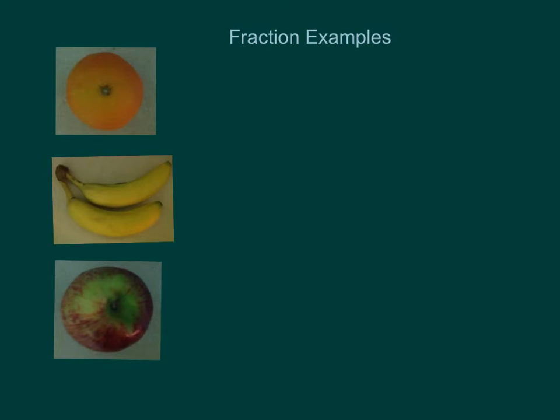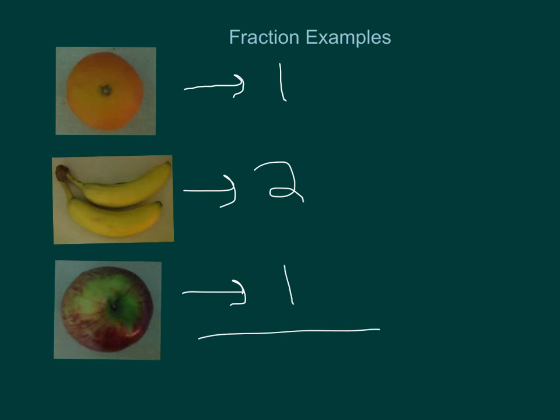What do these pictures have in common? Hopefully you noticed they were all fruit. Okay, so we have 1 orange, 2 bananas, and 1 apple. If we're thinking of fruit, in terms of total fruit, we have 4 items of fruit.